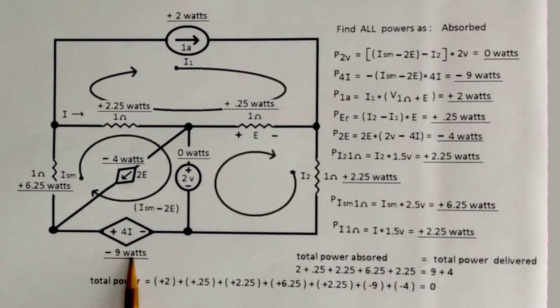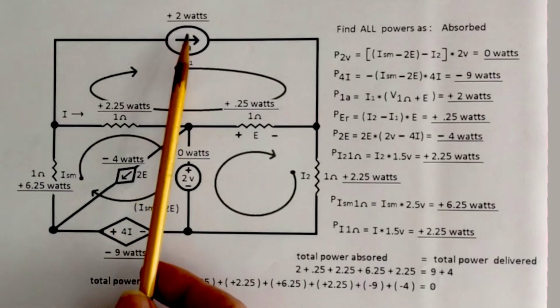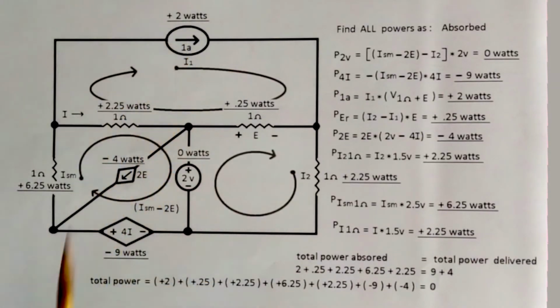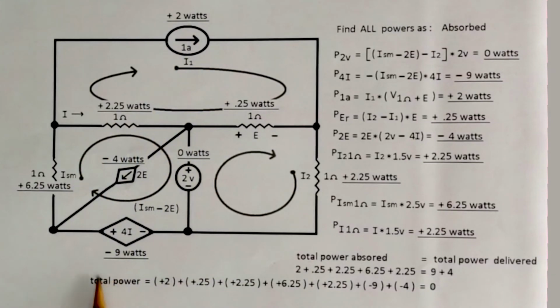Current controlled voltage source, negative 9 watts. This is delivering 9 watts to the rest of the system. Our 2E voltage controlled current source is delivering 4 watts to the rest of the system. Our independent current source at positive 2 watts is absorbing 2 watts. And of course, all the resistors are absorbing power.